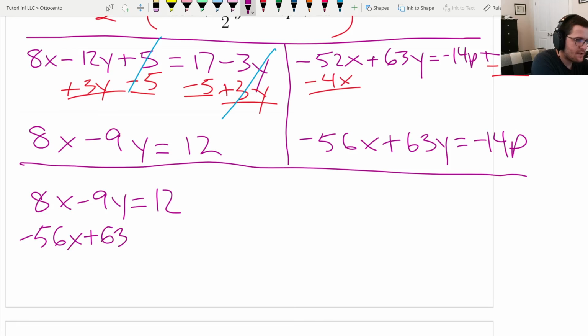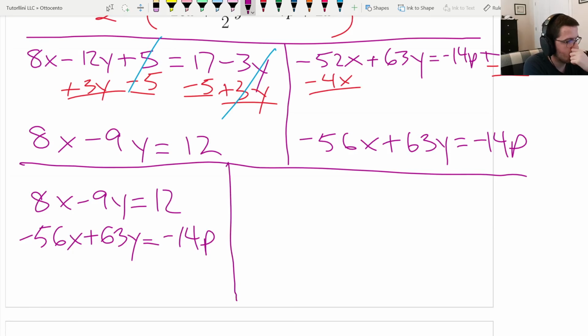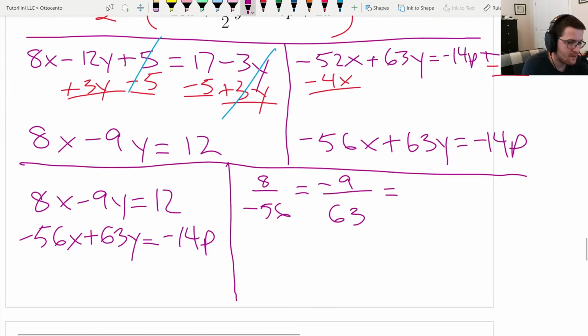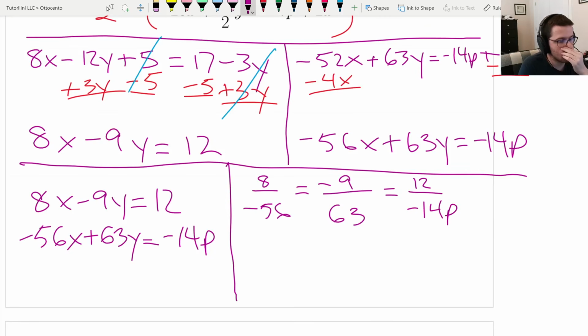Plus 63y equals negative 14p. And we're going to set up our proportion. So 8 over negative 56 equals negative 9 over 63 equals, because it's infinitely many, so this is same slope and same y-intercept, 12 over negative 14p. So now I can solve this using whichever one.